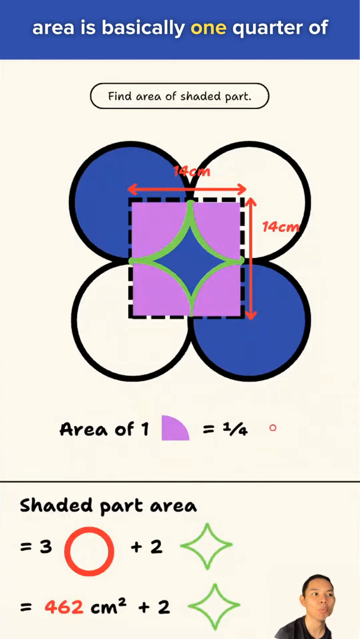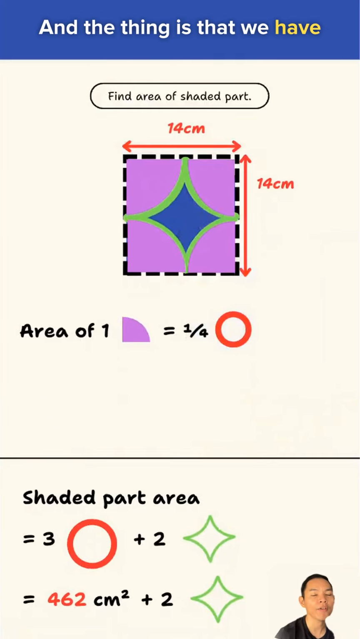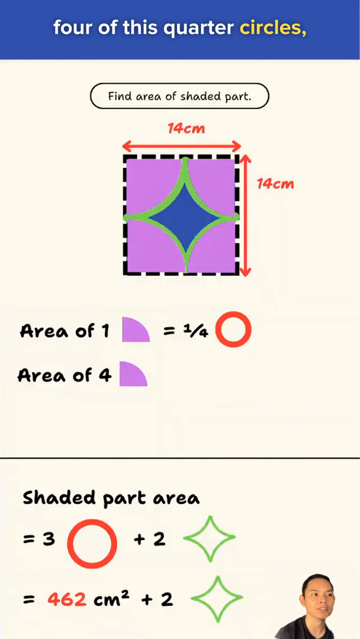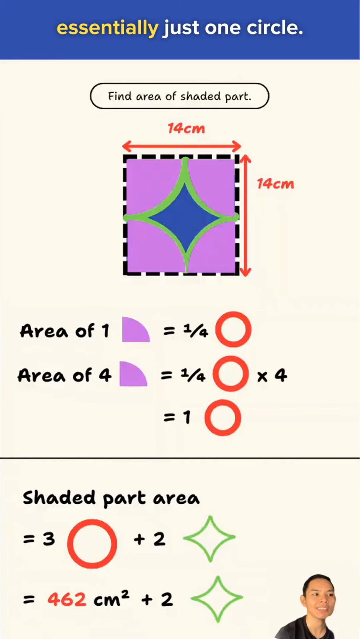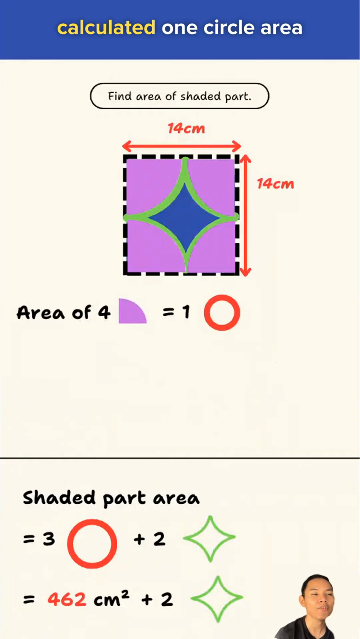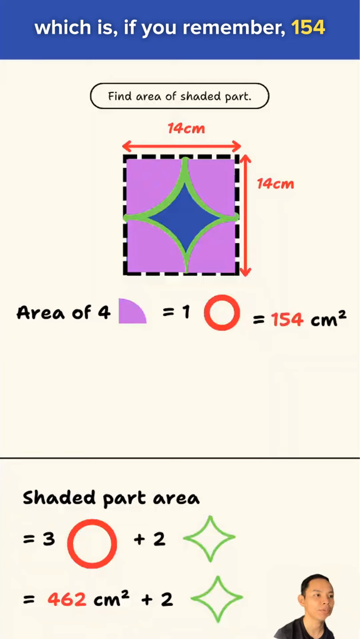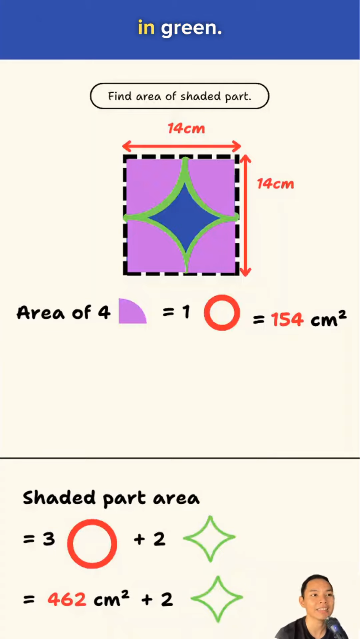So the thing is that in this square, there are 4 quarter circles, and the area of one quarter circle is basically 1/4 of the whole circle. And we have 4 of these quarter circles, which means we have 1/4 times 4, which is essentially just one circle. And earlier we calculated one circle's area, which, if you remember, is 154 centimeters squared. So now we can get this middle area part, which is highlighted in green.